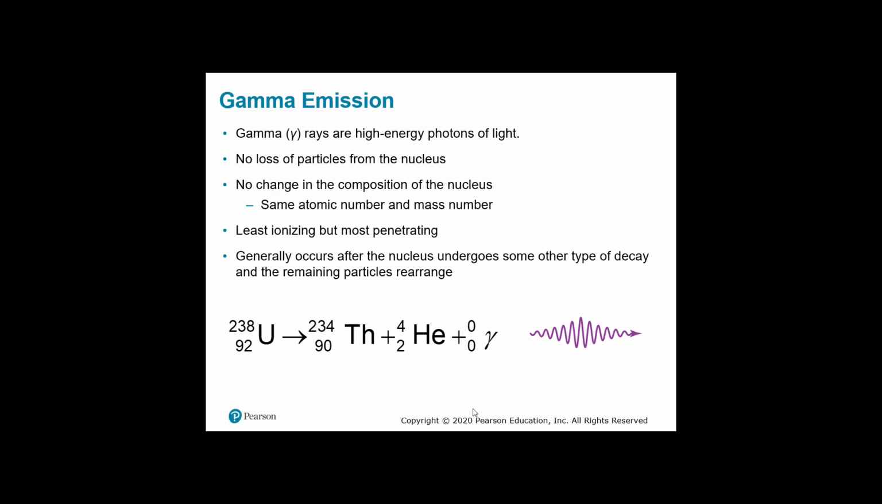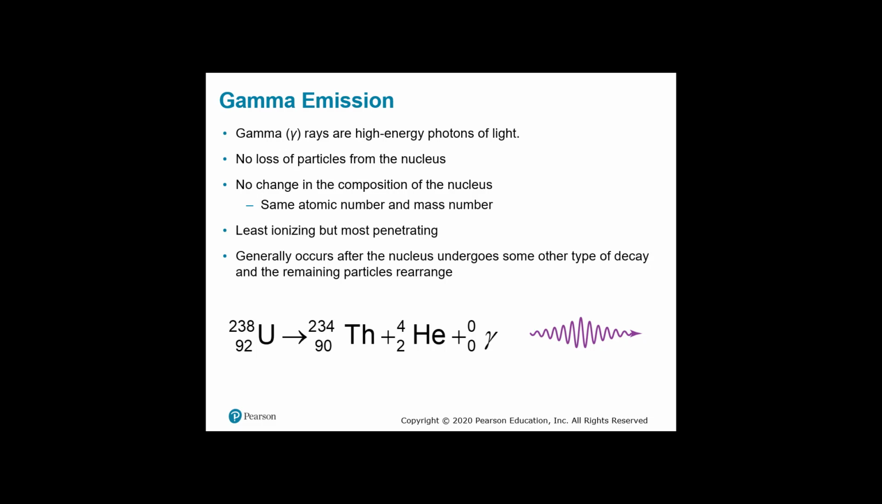Gamma emission is high frequency energy photons of light. Gamma emission is very different from alpha or beta particles. It has no charge and no mass. It's a form of electromagnetic radiation. Remember, if you've studied chemistry, when we were looking at the spectrum of UV, visible, and so forth, it's on the end of the electromagnetic radiation spectrum next to X-rays.